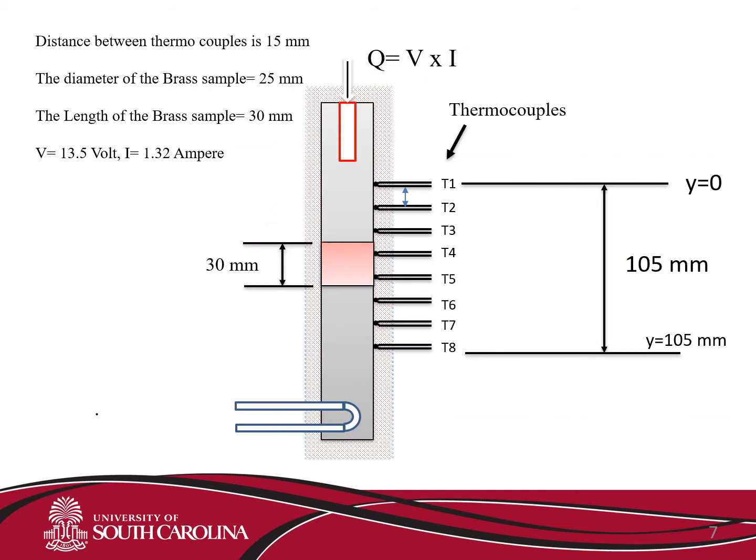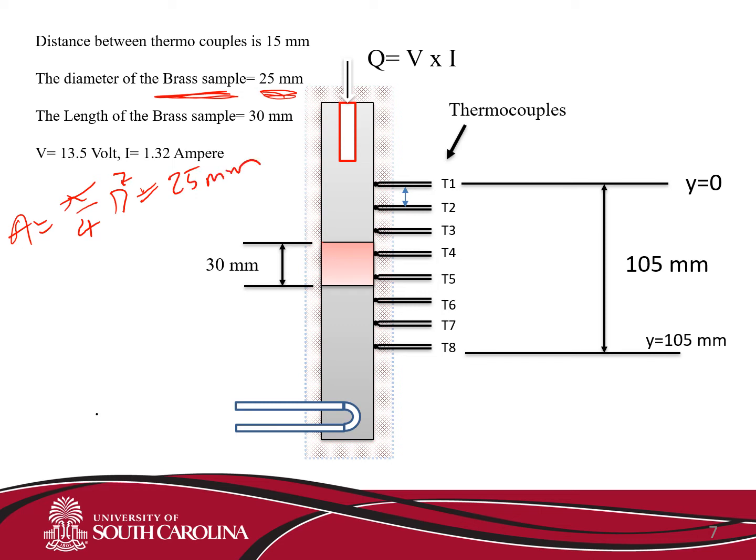Here you can see this is very clear for the distance. To find the thermal conductivity of the material we are using, it's called the brass sample. The diameter of the brass sample is 25 millimeter. We are going to calculate the area. Area is equal to pi over 4 d squared, so d squared, where d is 25 millimeter.